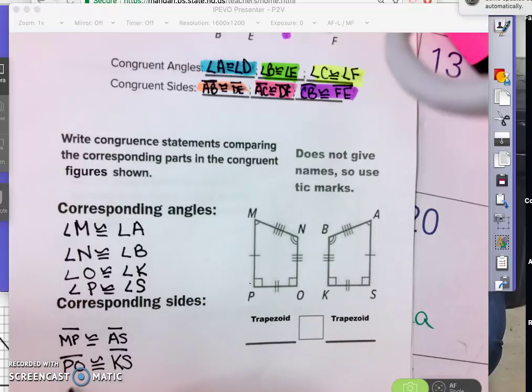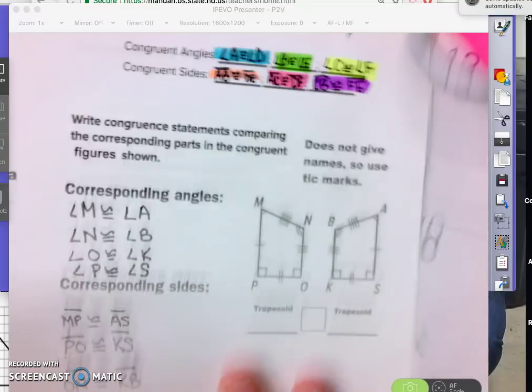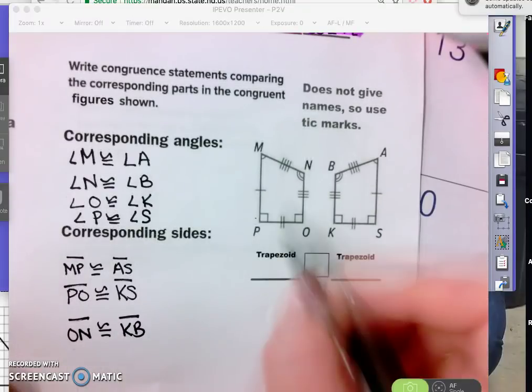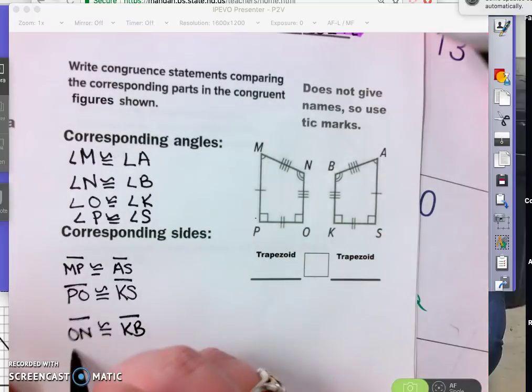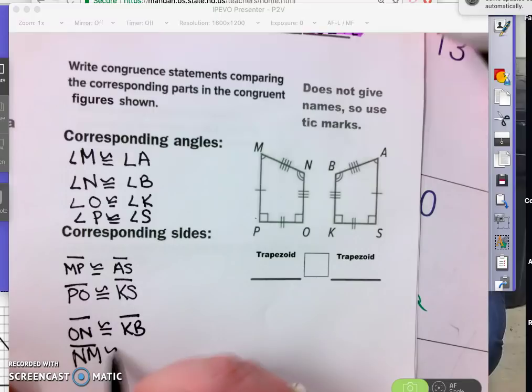ON congruent to KB, and then my last one is going to be my 4-sided one. NM congruent to BA.